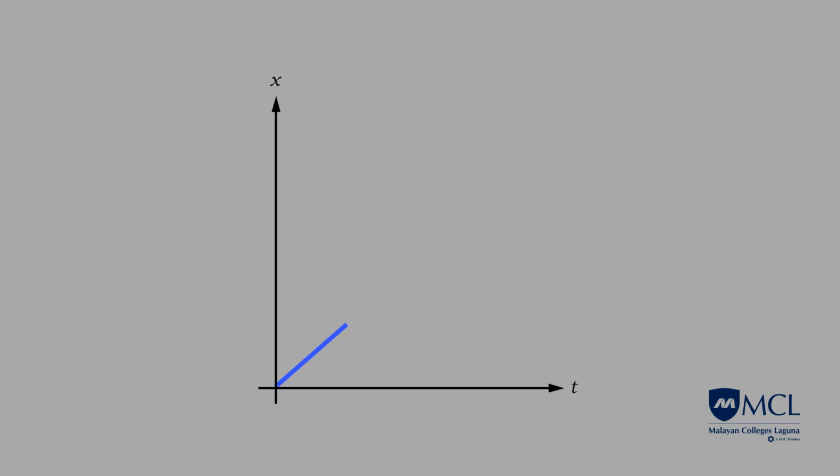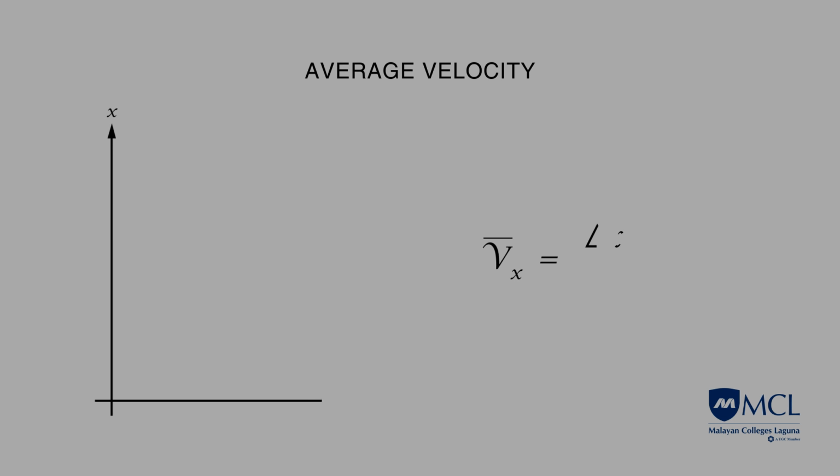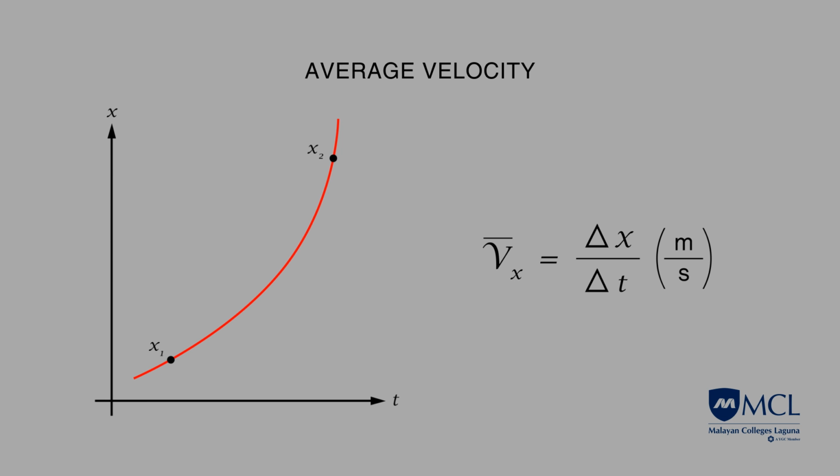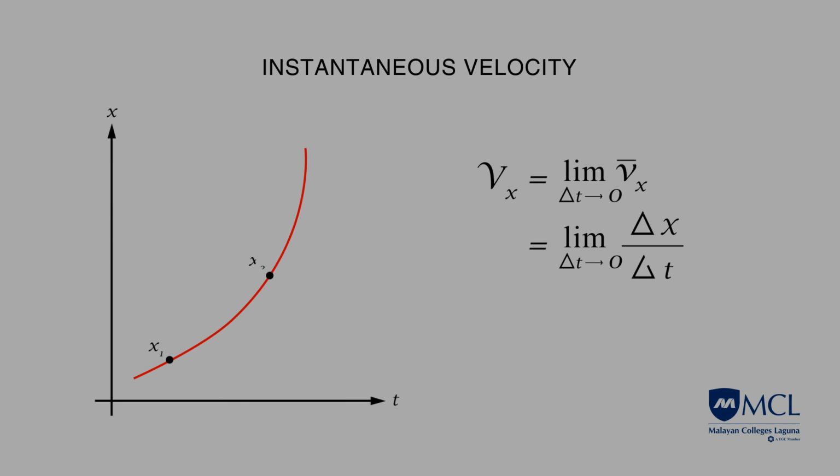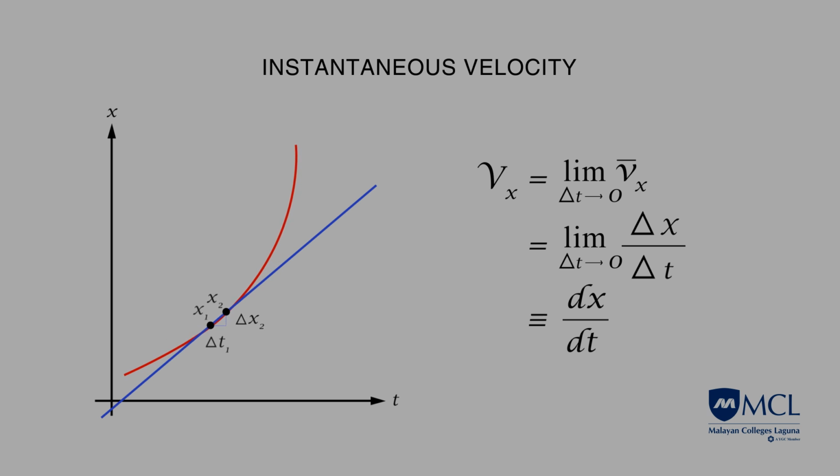One method of describing the motion of an object is to plot its position x as a function of time t. The average velocity is the displacement divided by the time interval for the displacement. The instantaneous velocity is obtained in the limit that the time interval for the averaging procedure approaches zero.